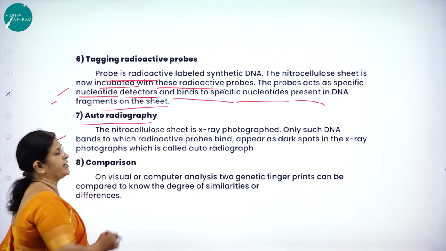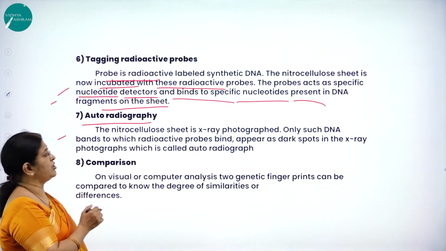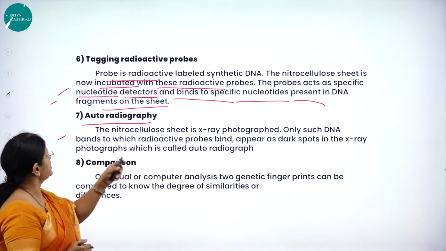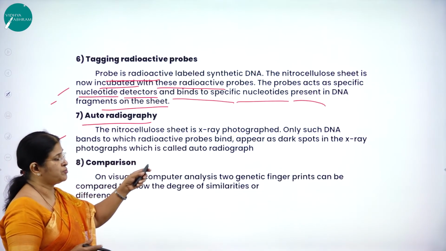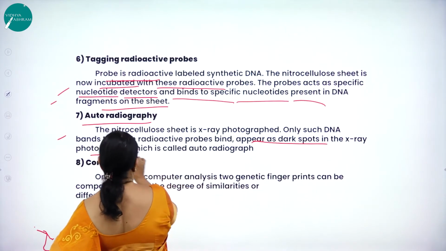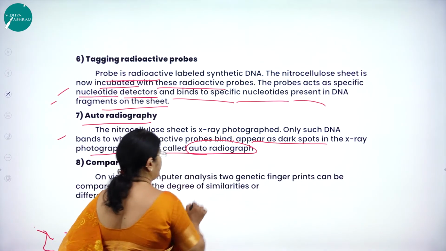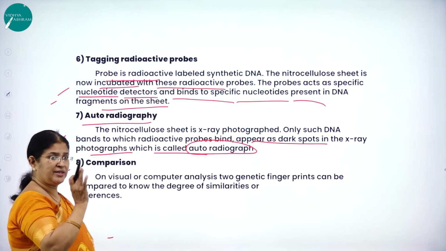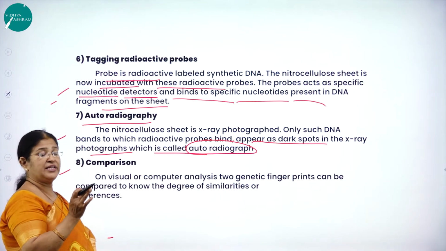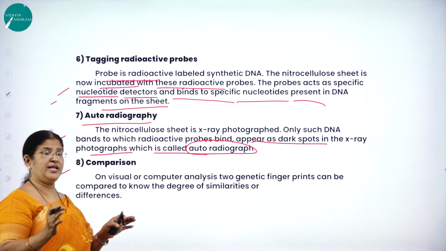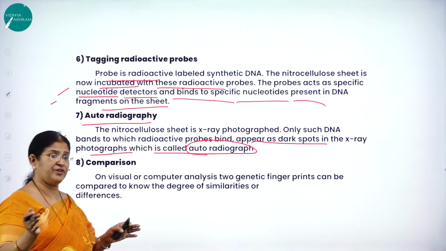Then autoradiography. The next step is what? The nitrocellulose sheet is X-ray photographed. Only such DNA bands to which radioactive probes bind appear as dark spots in the X-ray photograph, which is called an autoradiograph. Very, very important. Based on the bands on that nitrocellulose sheet, the comparison is then done between the two DNA samples that have been collected from two different sources.